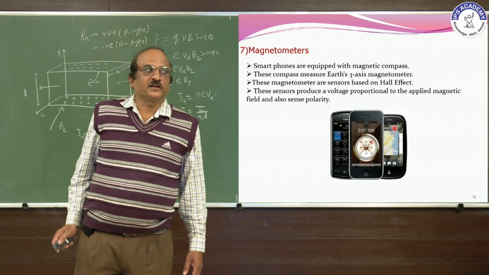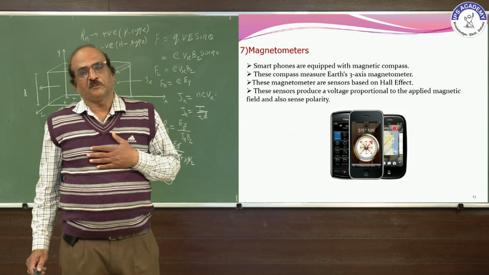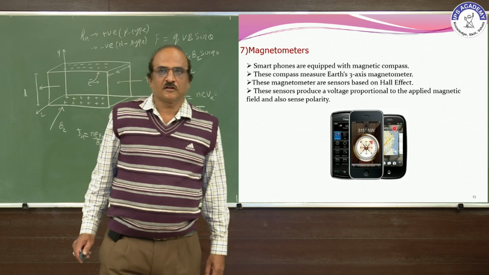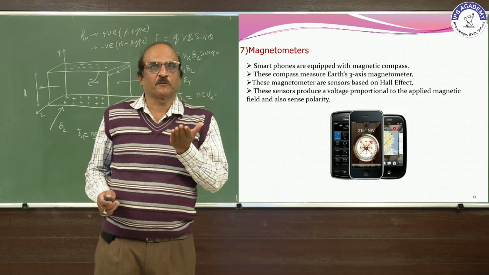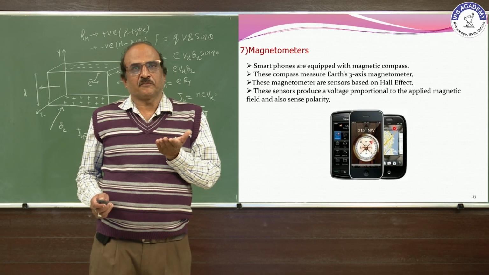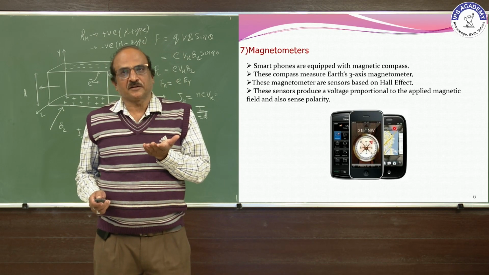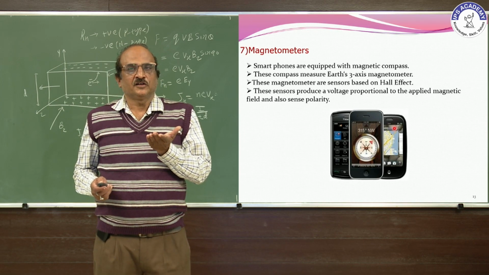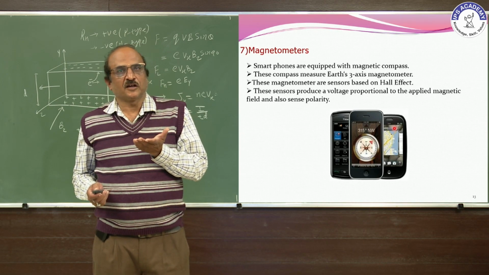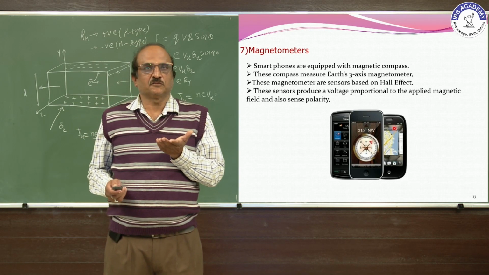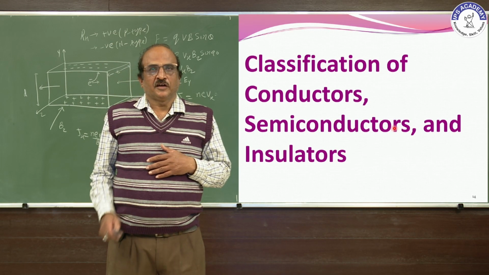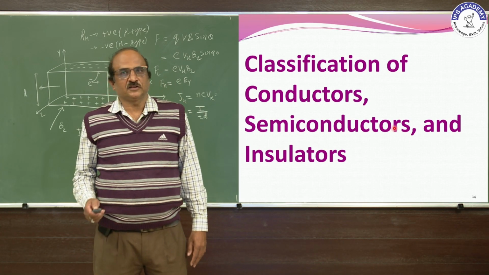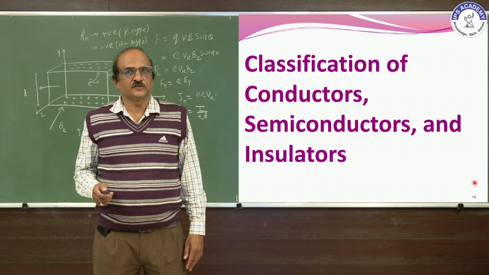Next is the magnetometer. A magnetometer is used in your mobile phone, in the smartphone compass app. It shows the direction of the magnetic field using the Hall sensor ICs fabricated inside these mobile phones. Now we come to the next important topic: the classification of semiconductors, insulators and conductors.